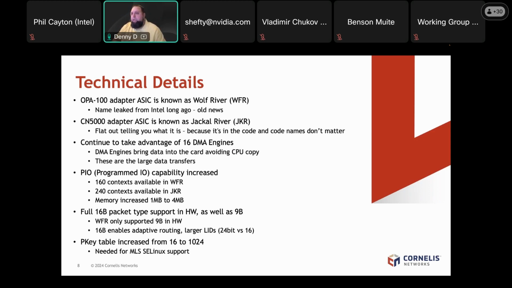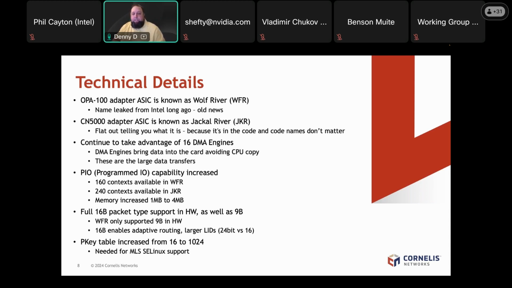We supported 16B and 10B and 8B packets, and they were in what's called bypass mode, which meant the hardware didn't really do anything with them. So it was all done in software. With Jackal River, this is a fully supported native packet type, so it's all done in hardware now.